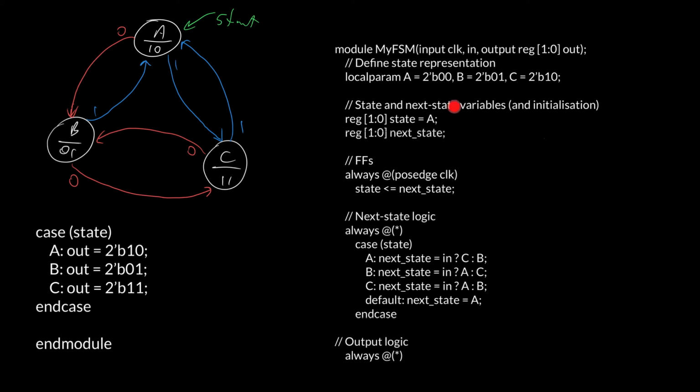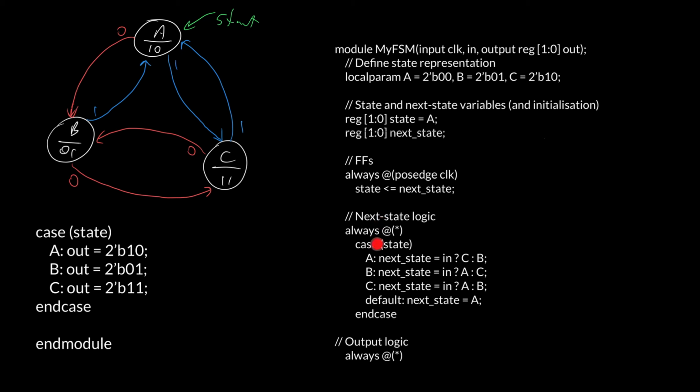Next, we define our variables for holding the state and the next state. The state's always going to be a register. The next state will be a register if you use a case statement. It will be a wire if you use an assign statement. Make sure to initialize your state to the starting state when you declare your state variable. Next, we define our flip-flops. At the rising edge of the clock, the next state becomes the current state.